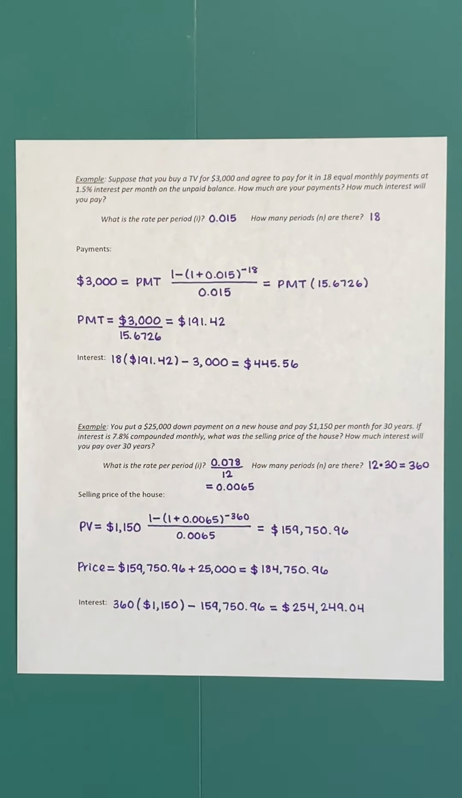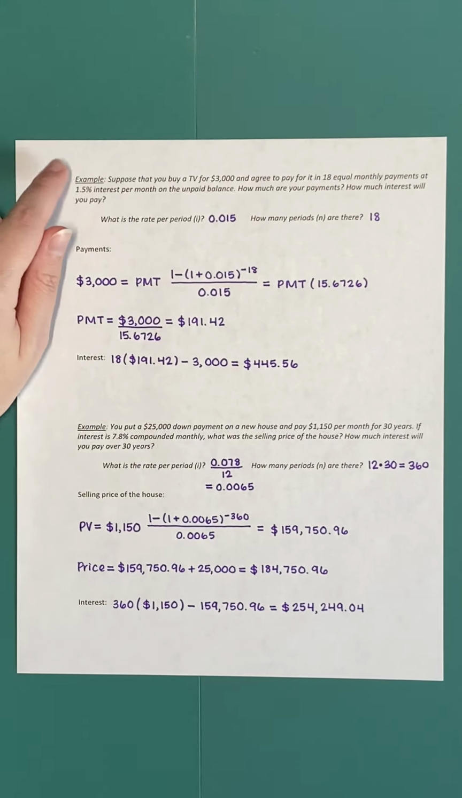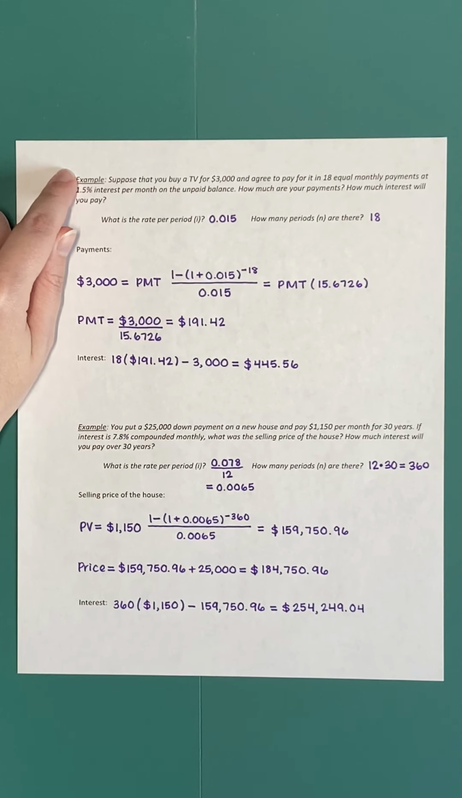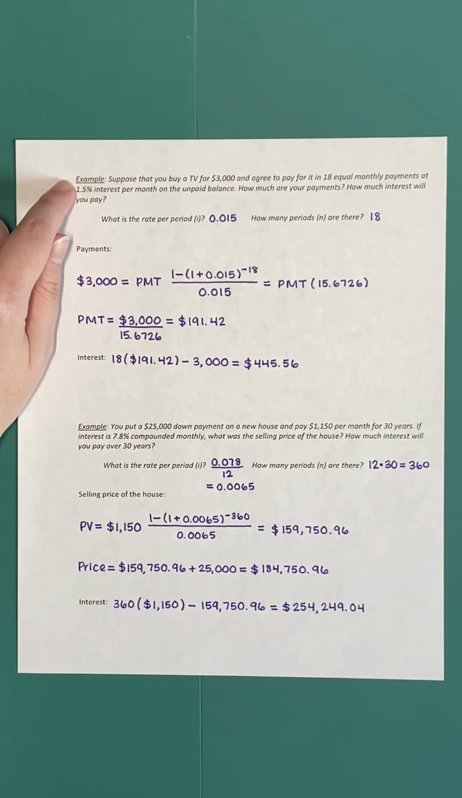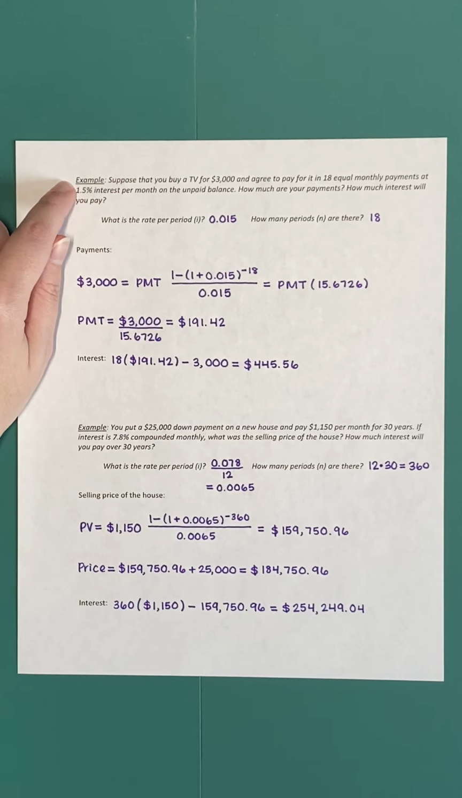Okay, so let's look at a couple of examples. Suppose you buy a TV for $3,000 and you agree to pay for it in 18 equal monthly payments, and it's 1.5% interest per month, careful here, on the unpaid balance. What we want to know is how much are your payments going to be, and once you paid everything off, how much interest will you have paid?